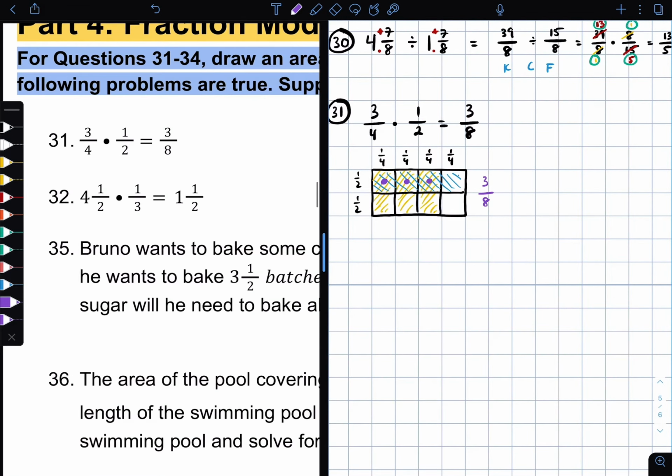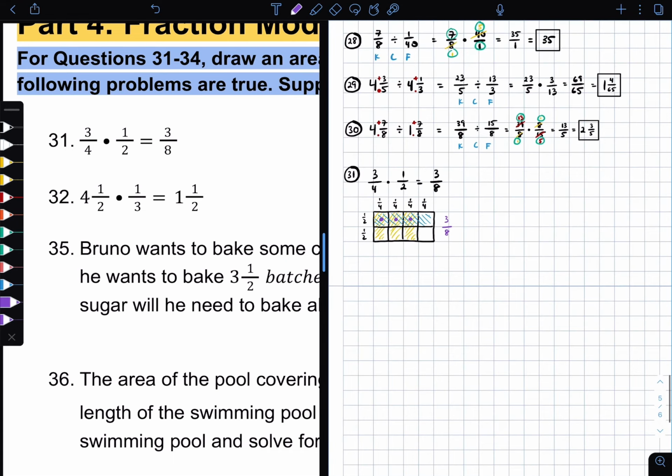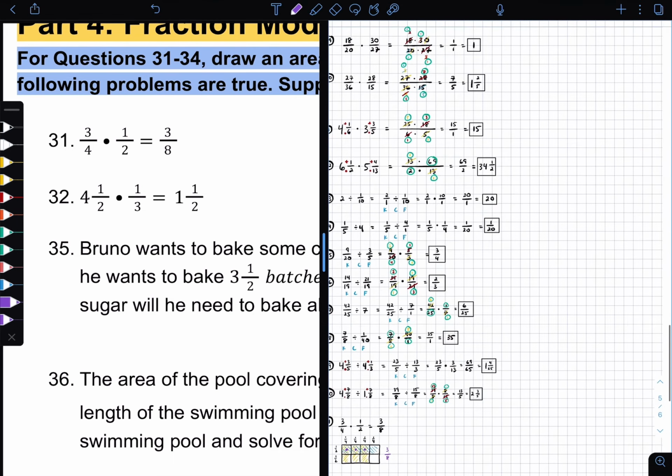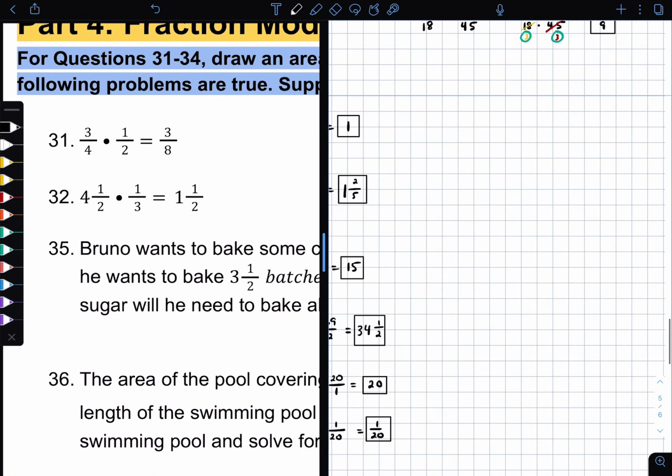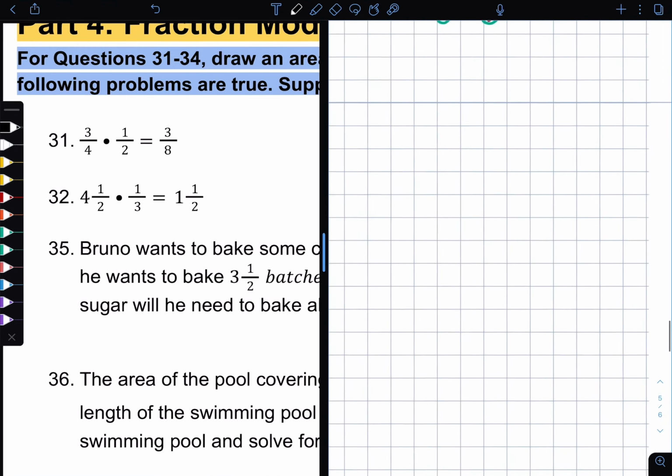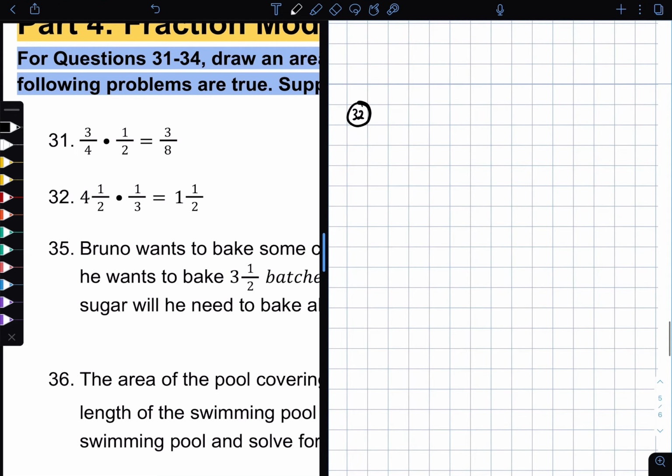That's 31. 32, how do we go ahead and do that one? Let me go up here. 32. Will that give me enough space for everything? Maybe. I'm just going to hope it does. So this one is, how do you take 4 and 1/2 and multiply that by 1/3 and then get 1 and 1/2?